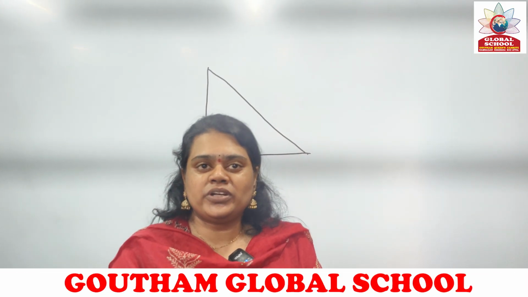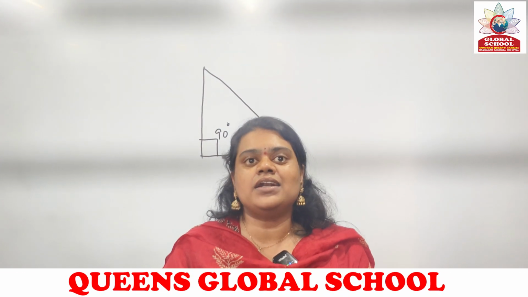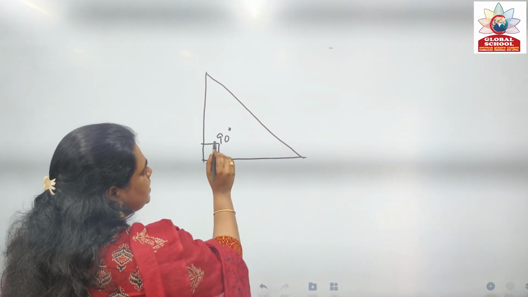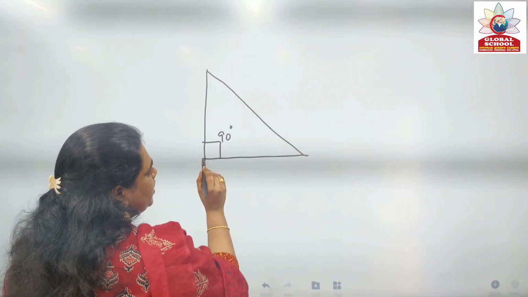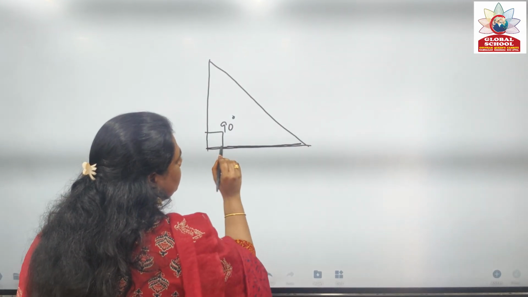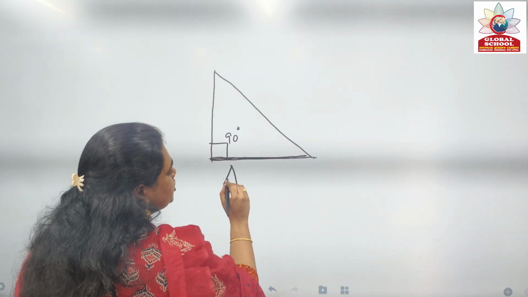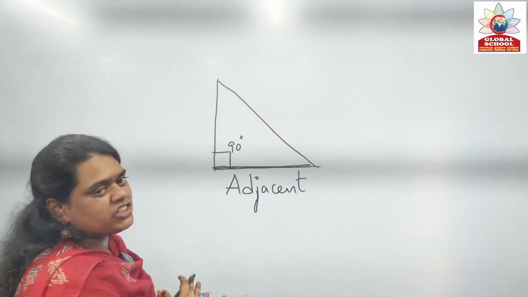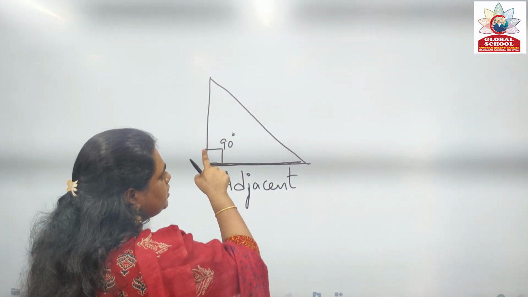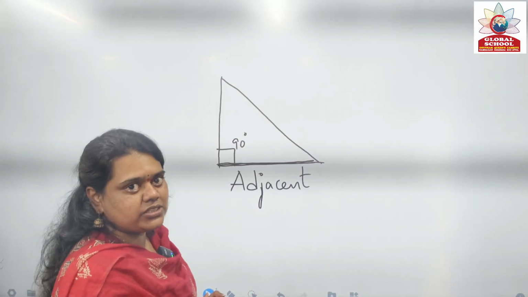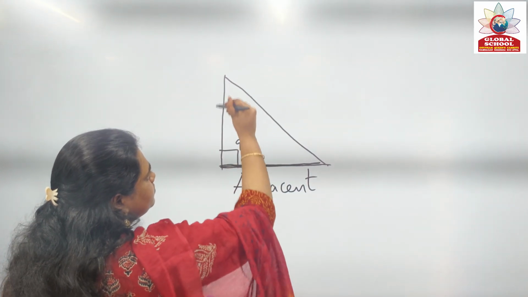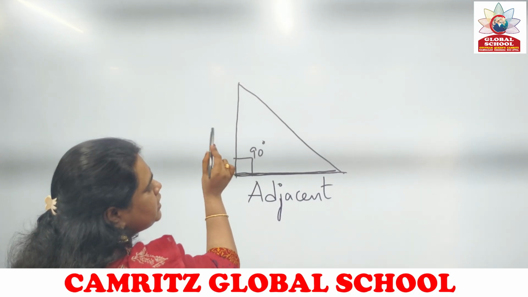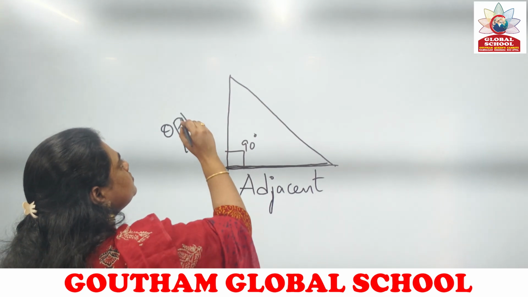So before getting into a deeper understanding of trigonometry, let us understand a few terms in a right angle triangle. This is a 90 degrees angle, where the line which is touching the 90 degrees is called adjacent. And the line which is exactly in front of the 90 degrees is called opposite.